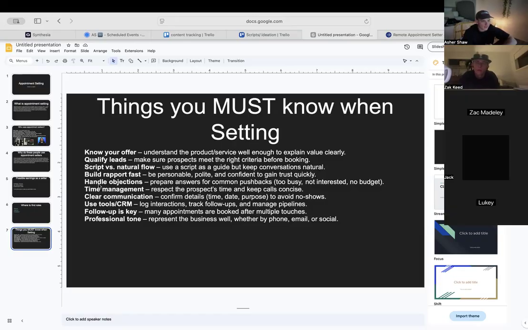Handling objections as well is something that you must know. Prepare answers for common pushbacks: too busy, not interested, no budget, too expensive, don't have enough time. Is this a scam? Is it going to work? All these ones can be prevented. Another thing with objection handling is just understanding why they're actually saying that. You know what I mean?